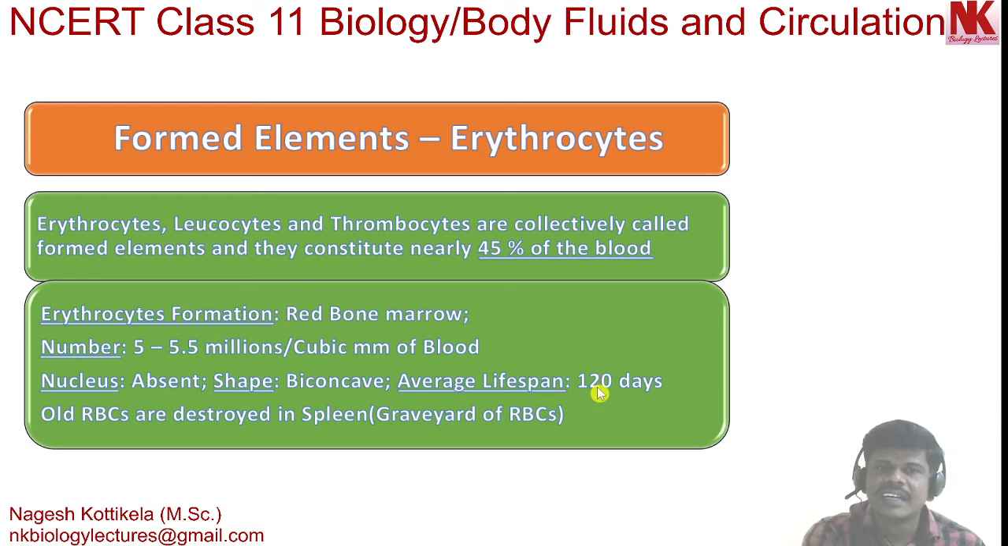After that, the old RBCs are destroyed in spleen. Very important question for your exams. The old RBCs are destroyed in spleen, and the spleen is called graveyard of RBCs. It's a lymphoid organ. Spleen is called graveyard of RBCs because the old RBCs are destroyed in spleen.